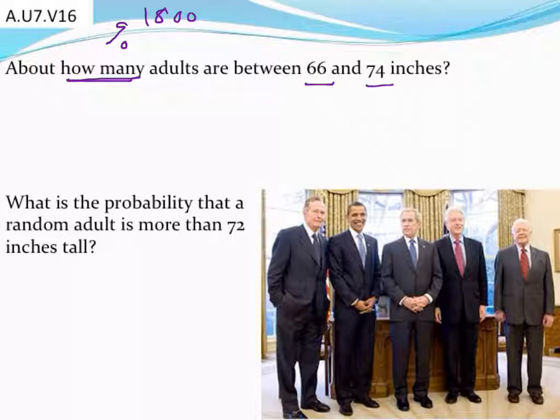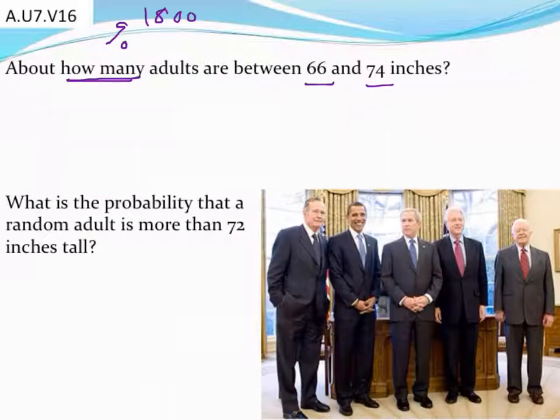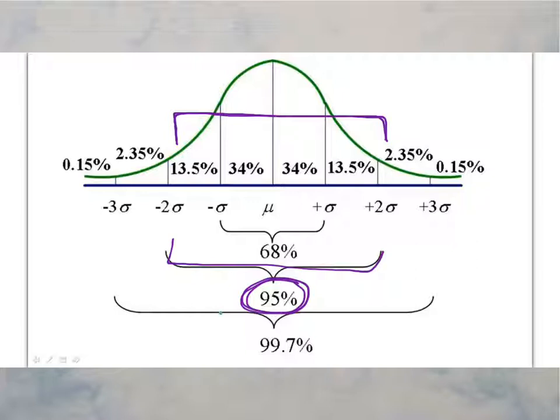Going back to look at our graph, I can see that 66 inches and 74 inches represent 2 standard deviations above and below the mean. So, looking at our empirical rule, which I'm sure you have somewhere in your notes, the values between 2 standard deviations below and 2 standard deviations above represent a large chunk of my data. In fact, they've already added up all those individual percents to represent 95%. 95% of our population should fall between 2 standard deviations above and below the mean.